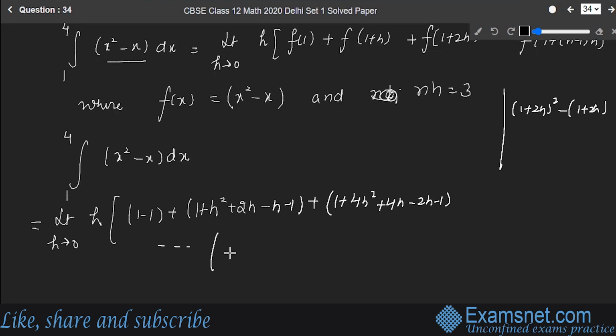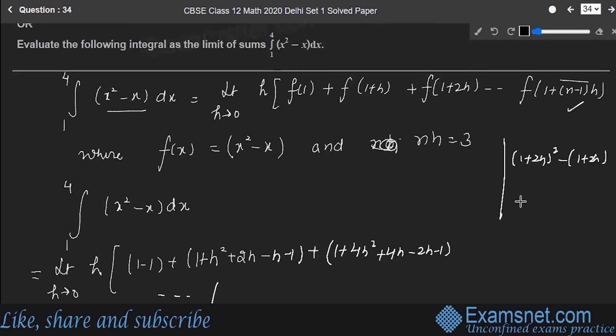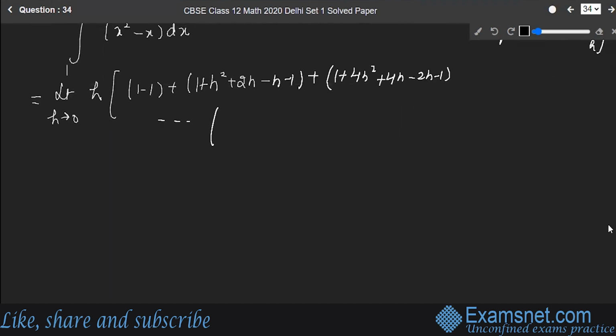Till, so I'm moving to the last one. For this one, this will be 1 plus n minus 1 into h square minus 1 plus n minus 1 into h. Okay. So now this is 1 plus n minus 1 square into h square plus 2 into n minus 1 into h minus n minus 1 into h minus 1. Okay. Yeah. So that's it.